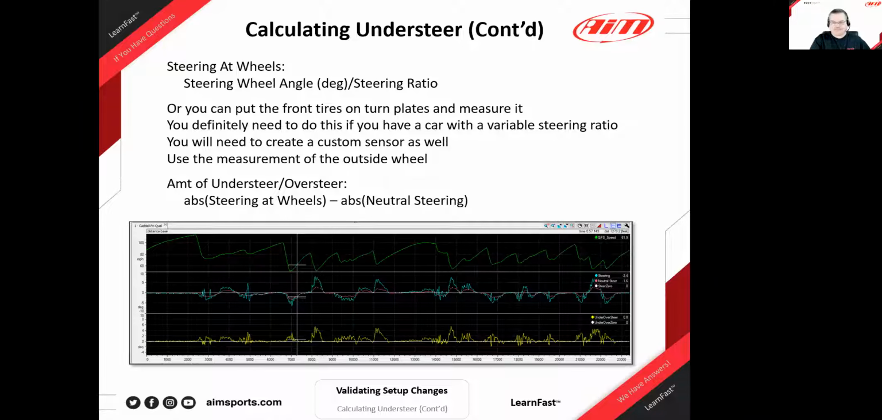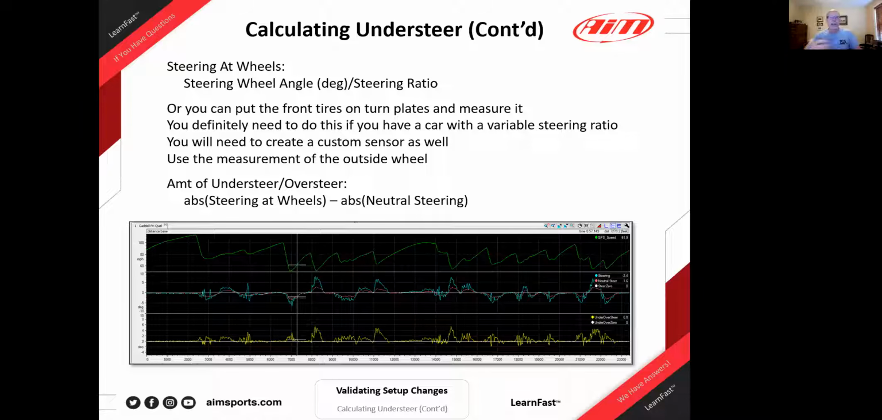Continuing. You've got to get the steering at the wheels, so this is how you do it. You just take your steering wheel angle in degrees and divide that by your steering ratio. On the Ferrari, that's 11.2. But if you have a variable steering ratio, then it becomes a little bit more difficult. You could also put the front tires on turn plates and measure it. If you have a variable steering ratio, then you definitely need to do that because it's going to change as you turn the wheel. So you need to create a custom sensor and always take your measurement at the outside wheel.